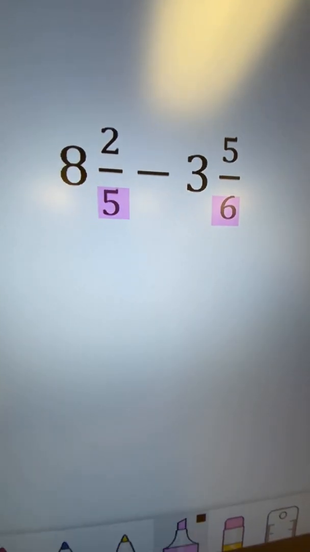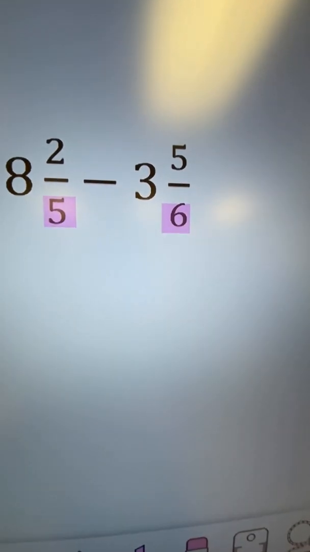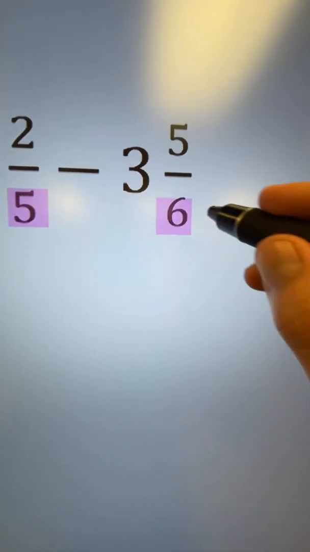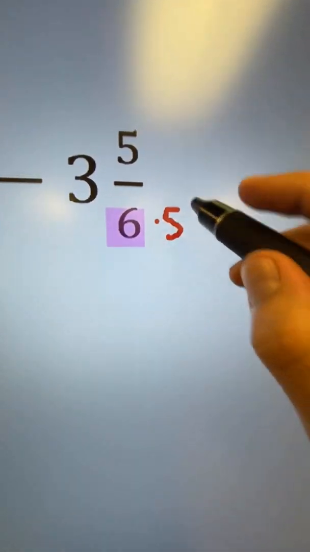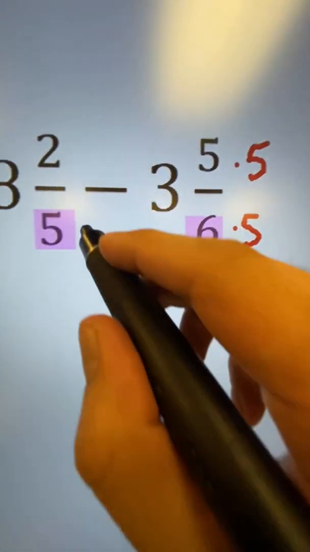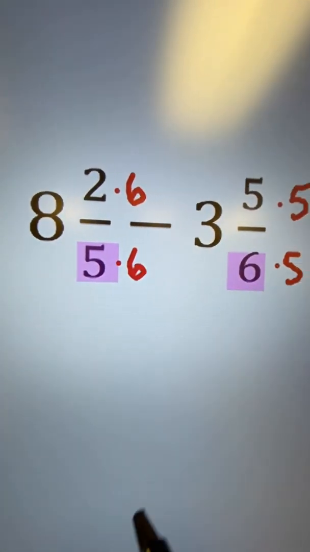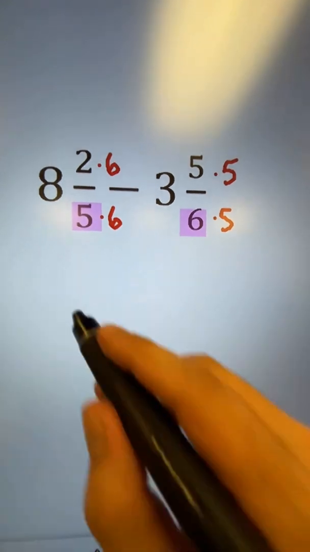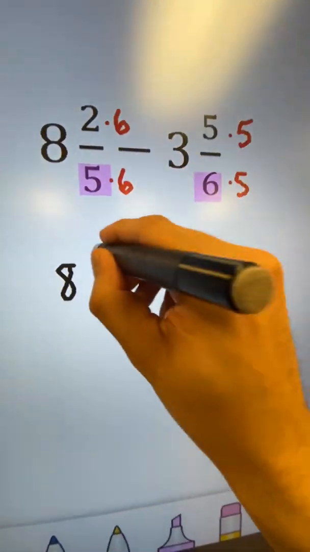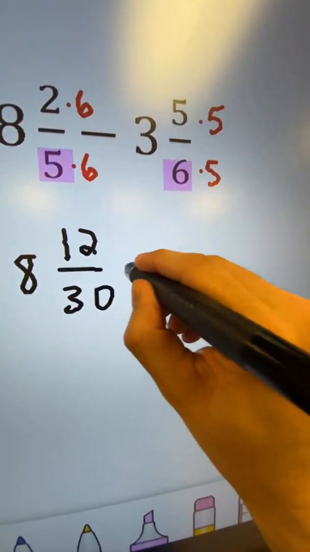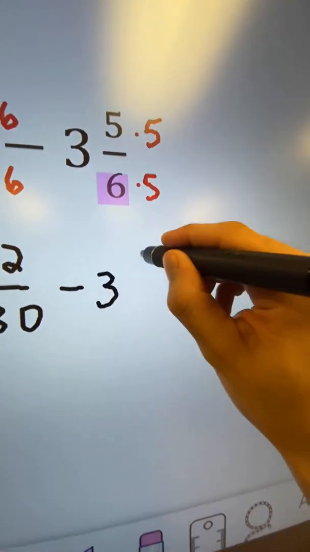So notice that in this case, my least common multiple for these two numbers is going to be 30. So that means I have to multiply this 6 by a 5 to make it into a 30, and I'm going to do the same to the numerator. Multiply this one by 6 to make it into a 30, and I have to do the same to the numerator as well. Next, I'm going to simplify. So I get 8 and 12 thirtieths minus 3 and 25 thirtieths.